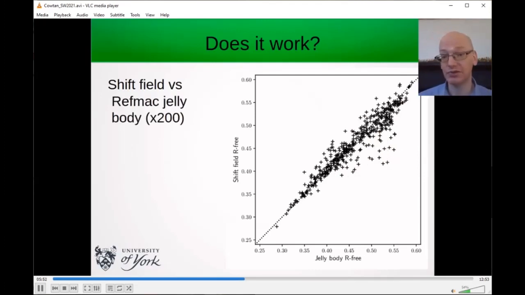There are other methods for addressing this problem. So, for example, jelly body refinement in RefMac. And if we do a comparison against that, we find that there are cases where jelly body does it better, and there are cases where shift field does better. But increasingly, for the most difficult cases, shift field can pick up these large domain shifts that lead to very large drops in free R factor.